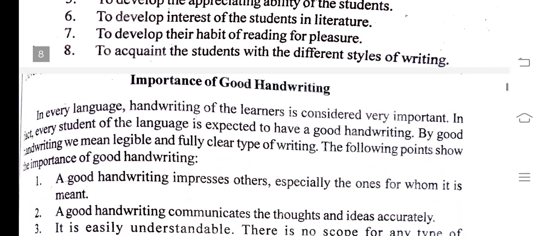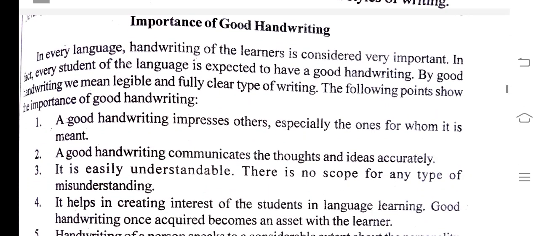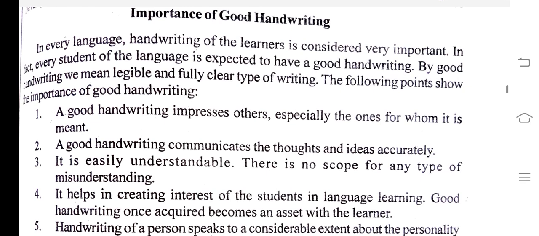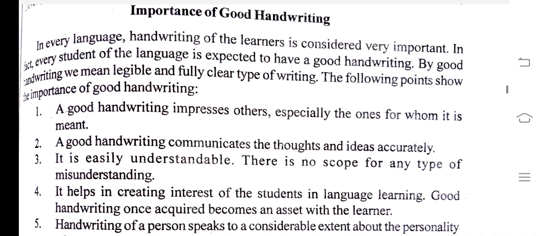Next, importance of good handwriting. In every language, the handwriting of the learner is considered very important. In fact, every student of the language is expected to have good handwriting. By good handwriting, we mean legible and fully clear type of writing. The following points show the importance of good handwriting.